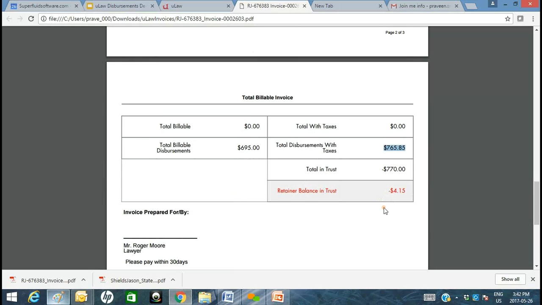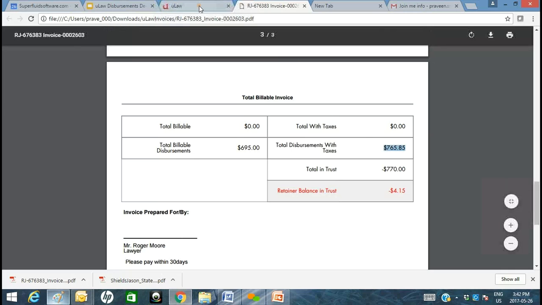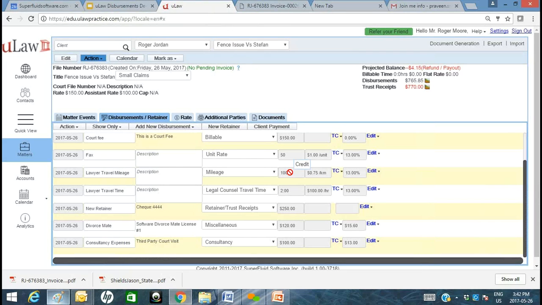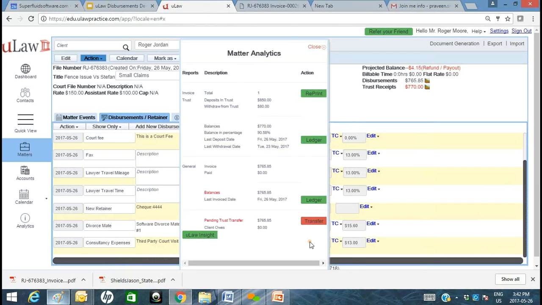The fact that you have a retainer, how you recover this is by moving that money from your trust account into your general account. The first thing you did was raise these disbursements, and the second step was the invoice. And now let's do the logical, the right thing to do, which is the third step. And the third step is by moving that pending trust transfer with the eligible $765.85.